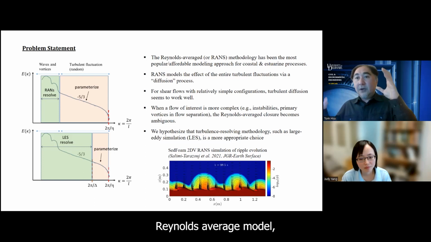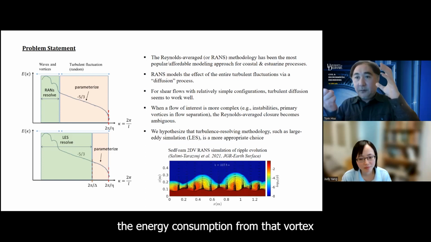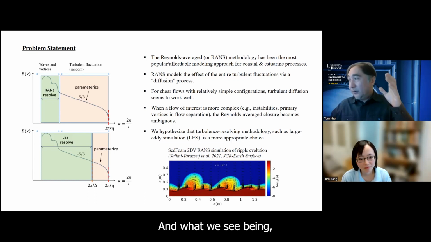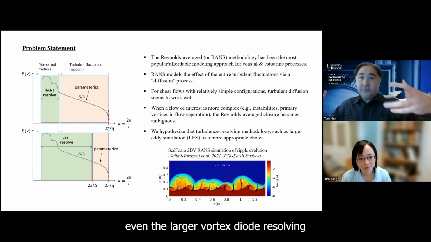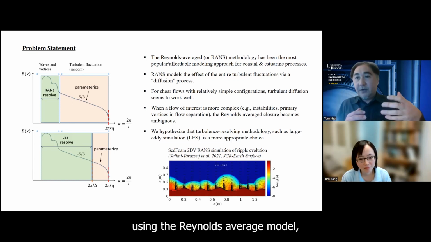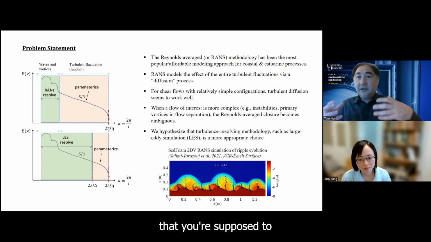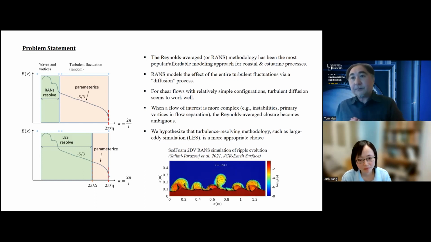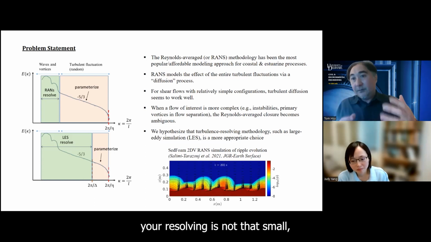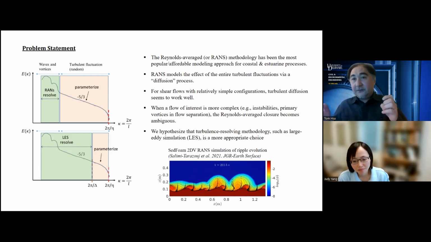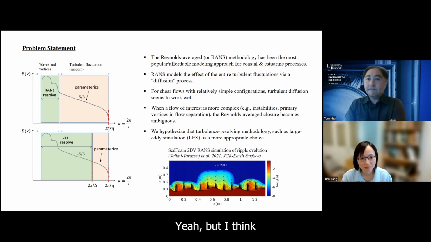So if you use a Reynolds-averaged model, you just use diffusion to control the energy consumption from that vortex, maybe it's not very accurate. And what we see, at least in my scour simulation, is that even the larger vortex that you're resolving using the Reynolds-averaged model, it turns out the closure provides too much diffusion. So the intensity of the large vortex that you're supposed to resolve is still underestimated. To make a long story short, if you think about the scale you're resolving, it's not that small, but it is the closure that kind of kills you when your closure is not good enough.